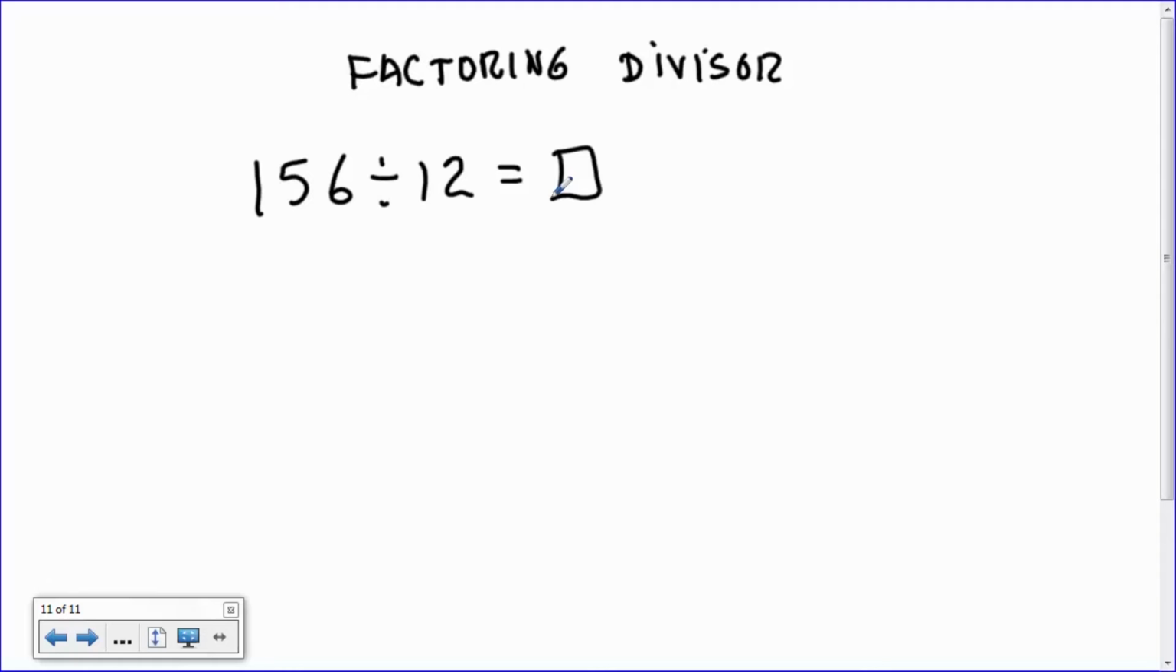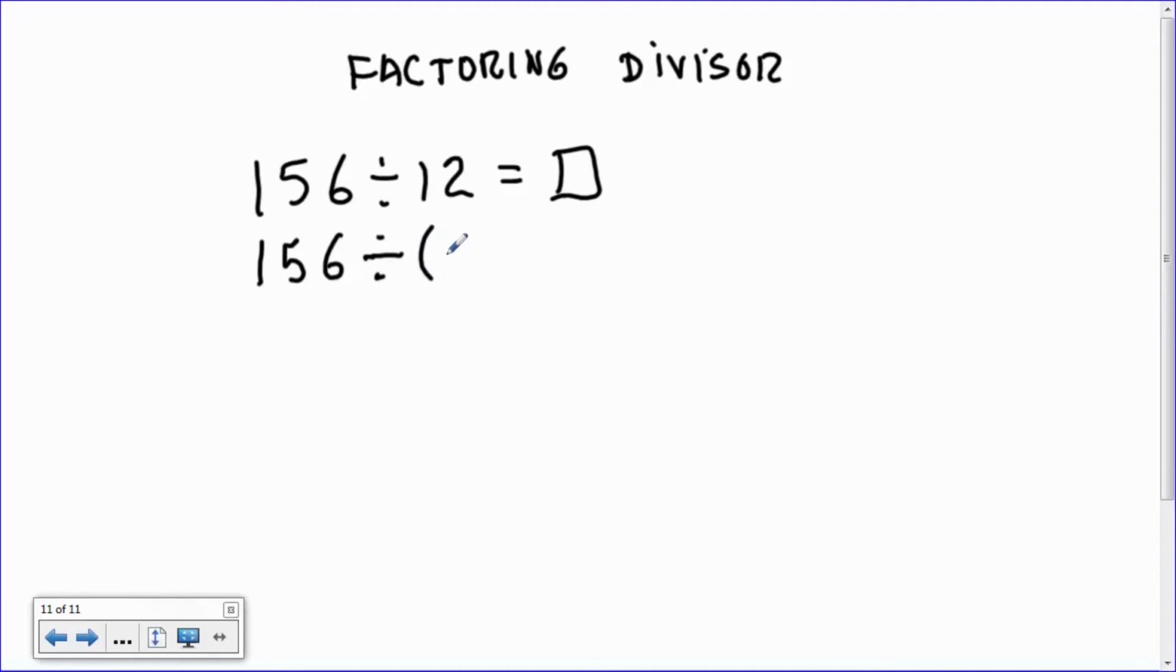But I want to talk about factoring the divisor. So in factoring the divisor, what I do is I change this problem by writing 12 as a product. That's what factoring means. When we factor a number, it means it separates it not by the principle of addition, but by the principle of multiplication. So I'm not going to write 12 as 8 plus 4, or 6 plus 6, or 10 plus 2. I'm going to write it as a product of two numbers.